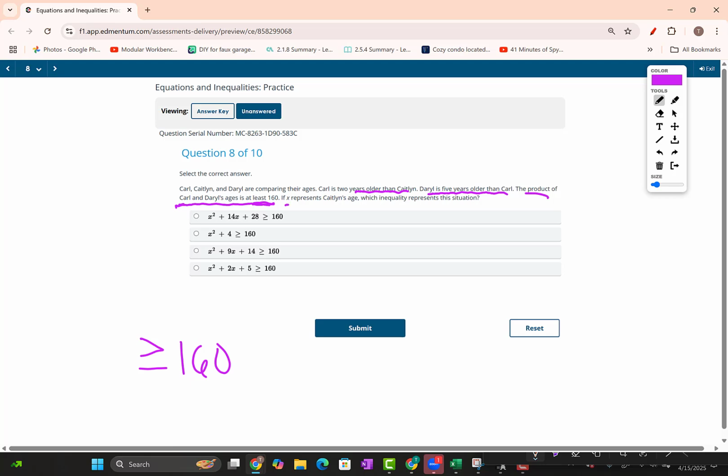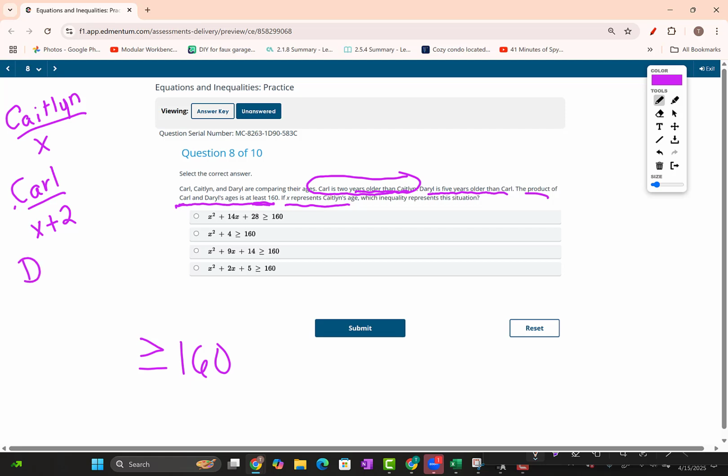If X represents Caitlin's age, which inequality represents this situation? All right, so we've got Caitlin is represented by X because it tells us in this problem. I see that Carl is 2 years older than Caitlin. So if he's 2 years older, then whatever Caitlin is, Carl is 2 years added to that, which means Carl is X plus 2.